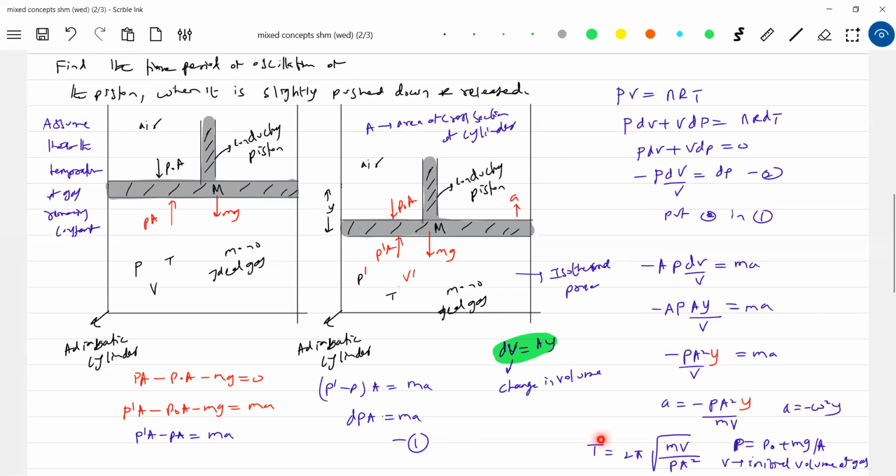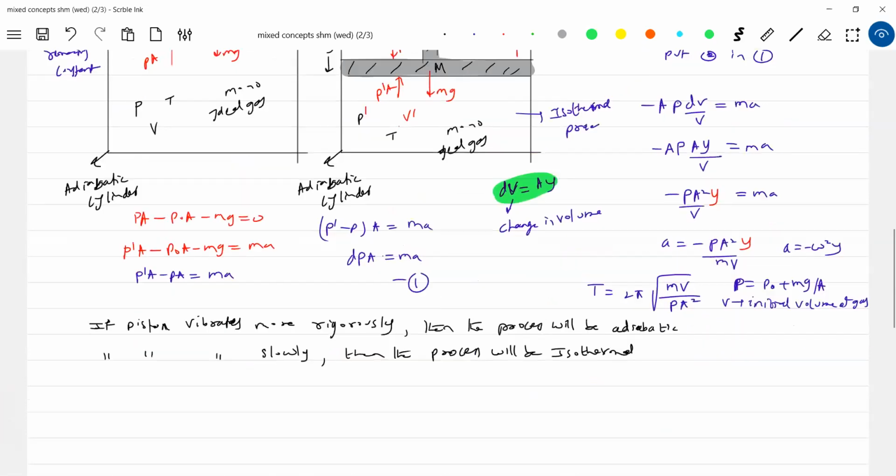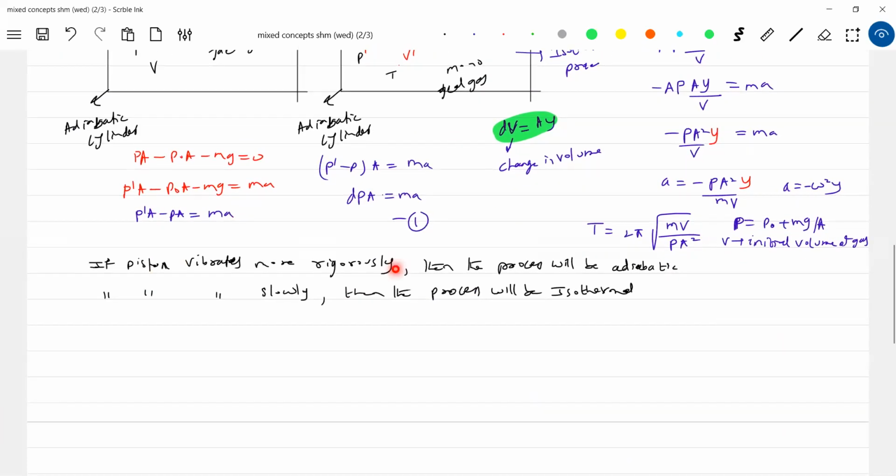So we'll determine the time period. I think it depends on these quantities. You see, mass of the piston, initial volume, the pressure, these quantities will determine it. So if this time period is less, adiabatic; if time period is more, it will be isothermal. Rigorously, adiabatic; slowly or gradually, then it will be isothermal.